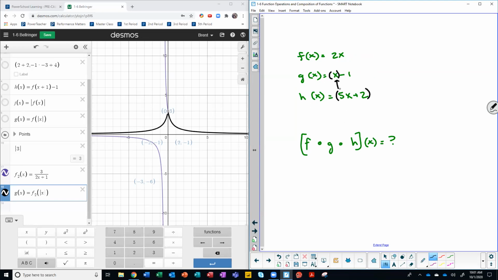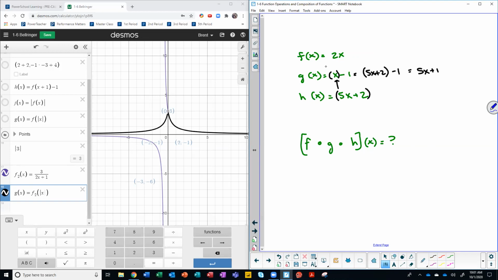You start from the bottom, you work up. So I substitute this in for this x. So I would have 5x plus 2. That got substituted right there. And then I subtract 1. Well, I can take away the parentheses, because parentheses mean multiply, but there's nothing to multiply with. So I can take that away. And that just equals 5x plus 1.